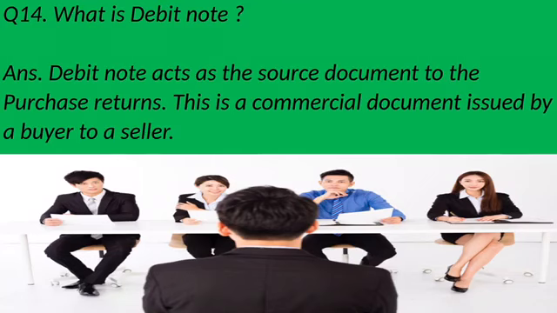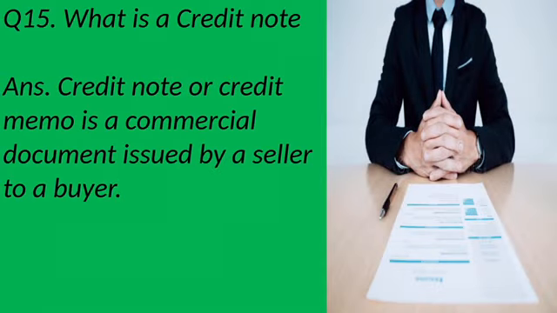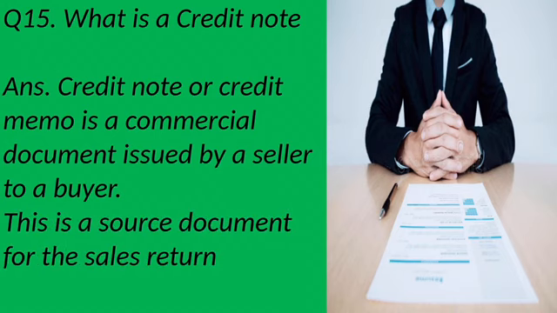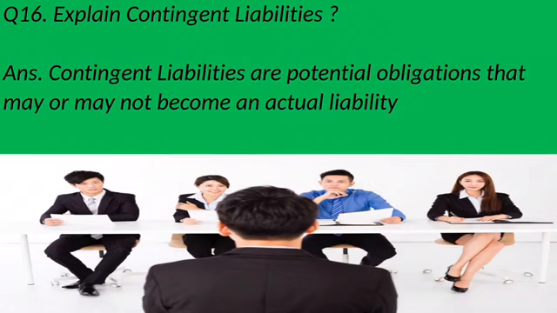What is a debit note? A debit note acts as a source document for purchase returns. This is a commercial document issued by a buyer to a seller. What is a credit note? A credit note or credit memo is a commercial document issued by a seller to a buyer. This is a source document for the sales return. Explain contingent liabilities. Contingent liabilities are potential obligations that may or may not become an actual liability.